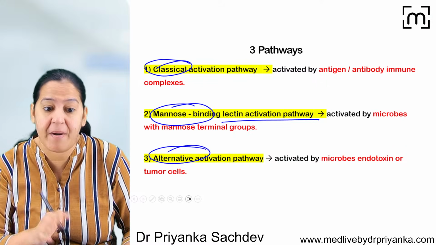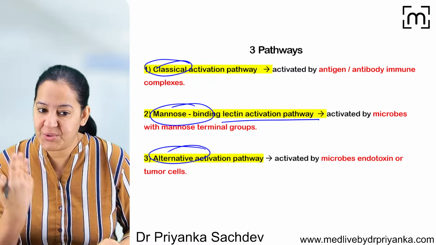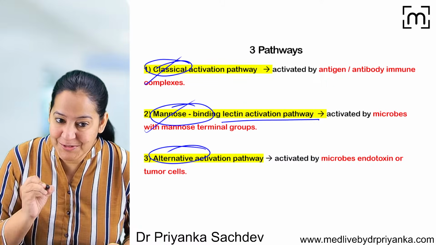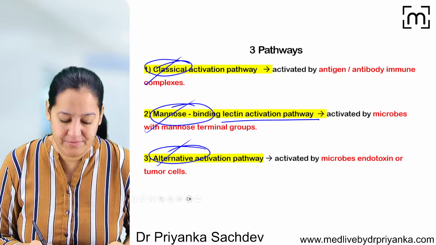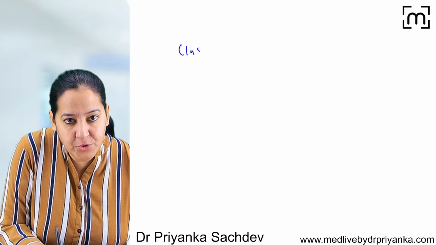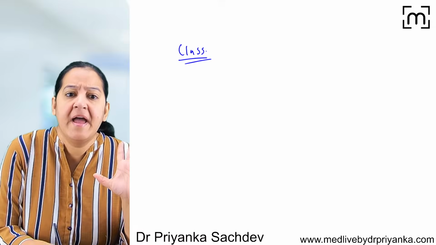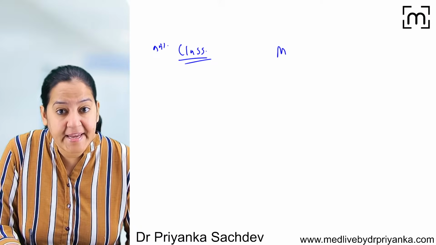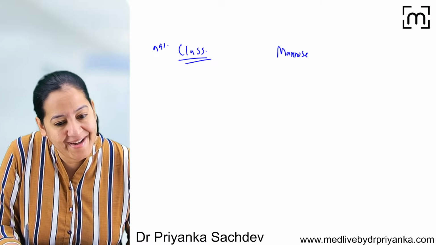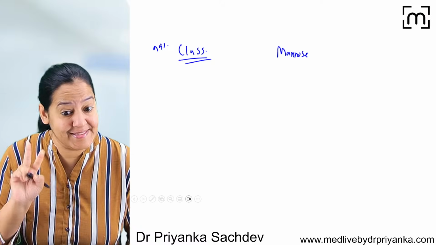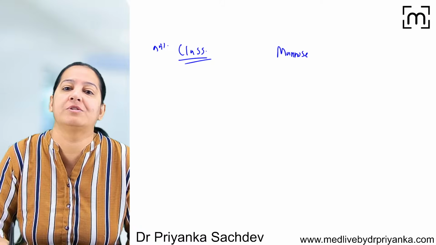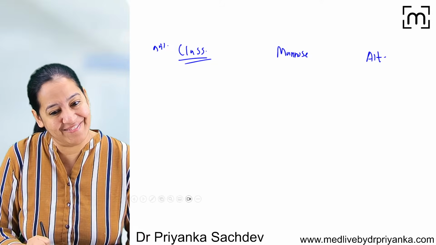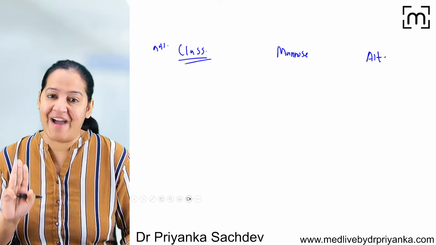First, learn the names of the 3 different pathways. What are the 3 different names? So, first is classical. Second is Mannose binding. Third is alternative. Classical is most important. 99% we follow classical only. Second is Mannose binding or lectin activating pathway. The second one, the lectin activating or Mannose pathway. And the third one is known as alternate pathway. So we are having 3 pathways.